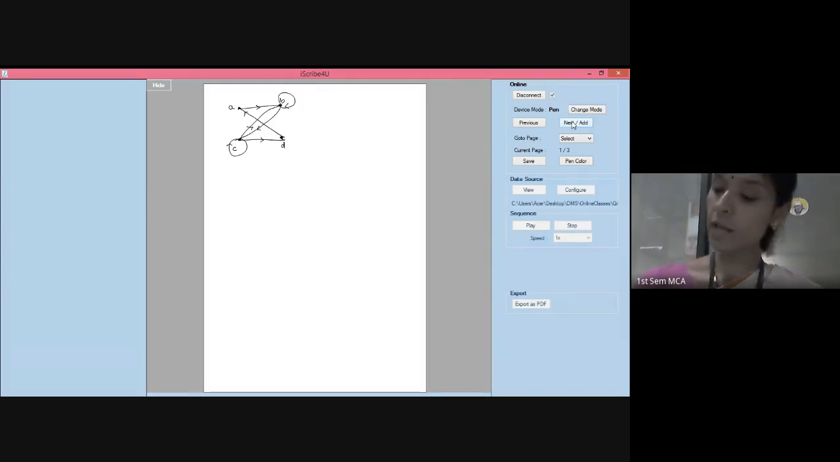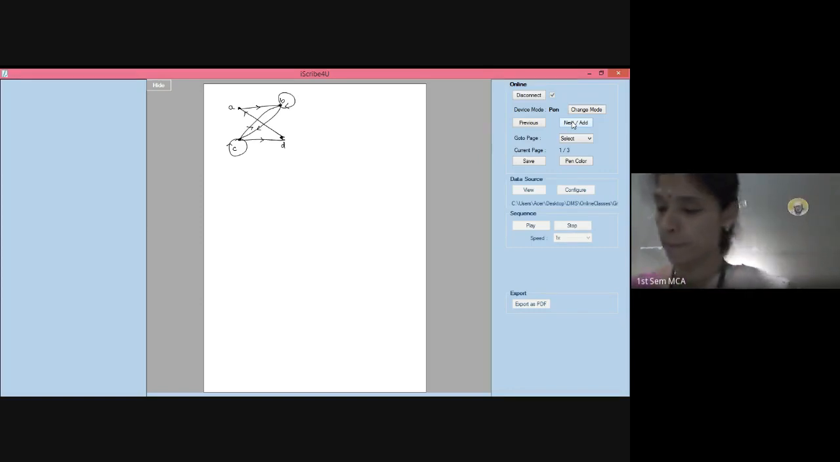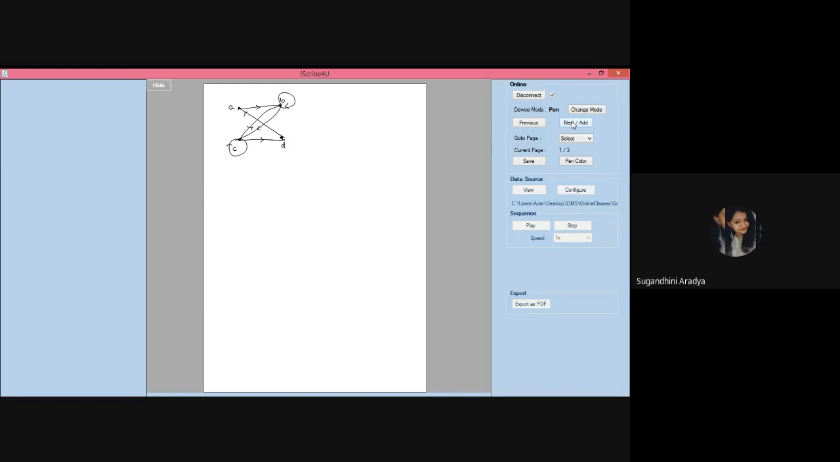Okay, this is one graph. You can find the adjacency matrix for this. You can note down the graph, please, and then do it later. Shall we proceed? Yes, ma'am.